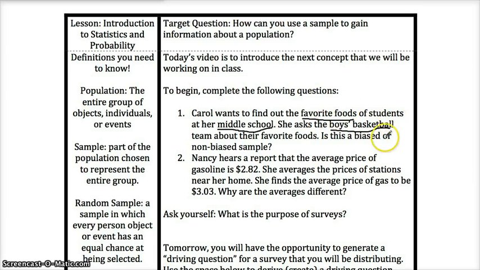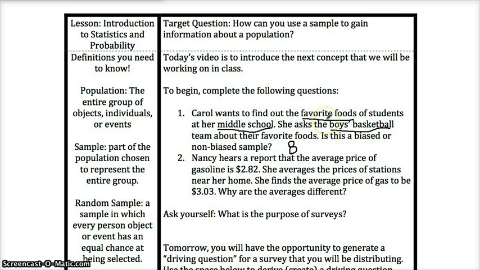Basically, you have to ask yourself, does the boys' basketball team represent the entire middle school? In other words, will their opinions reflect what the general opinion of the entire middle school is? If it is, then it's a non-biased sample, but if it does not, then this is a biased sample, meaning that they didn't ask enough people to determine whether this favorite food would be representative of the entire middle school. Okay, so this one is biased, and I'm going to just write a B for biased.